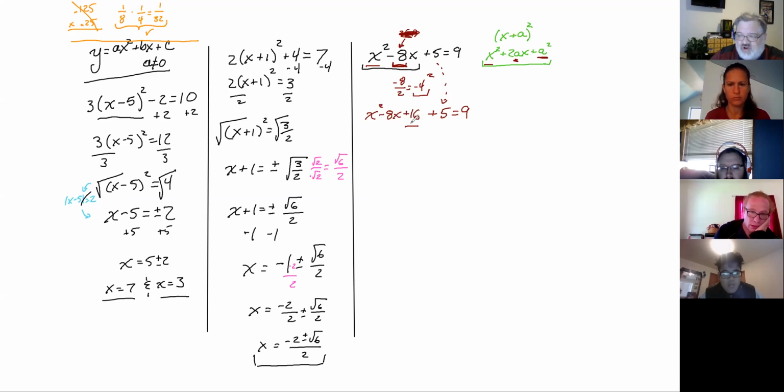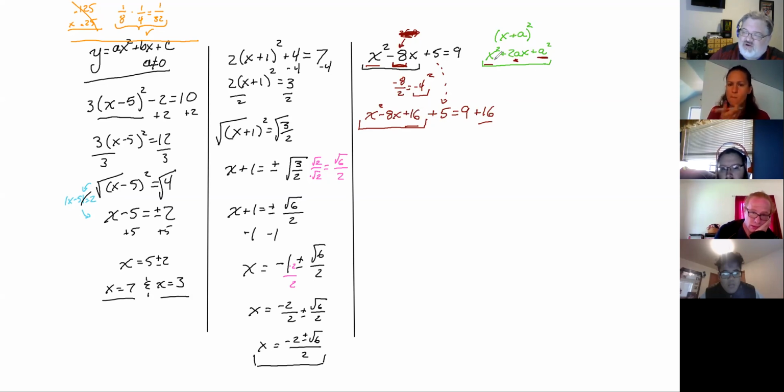Now, of course, we can't just willy-nilly add 16 to anything we want. If we add 16 to this side, we had better add 16 to that side as well, right? That's our whole add. You can add something, but you got to add the same thing to both sides. Now, this x squared minus 8x plus 16 factors as a perfect square. We know it does because we just built it to.